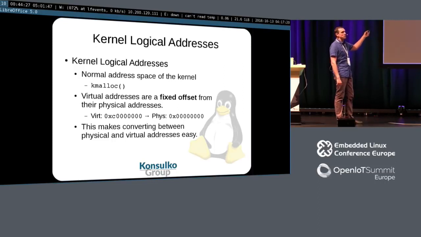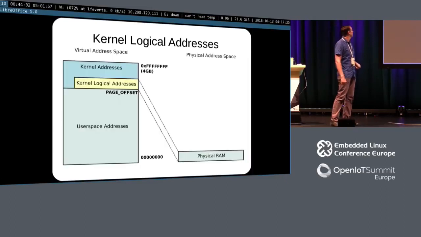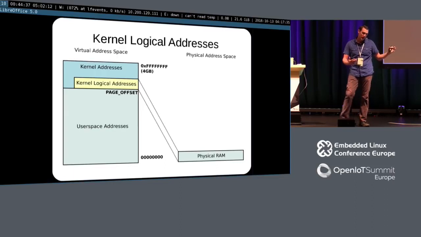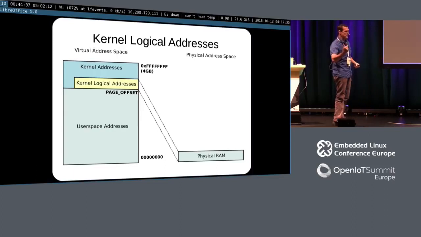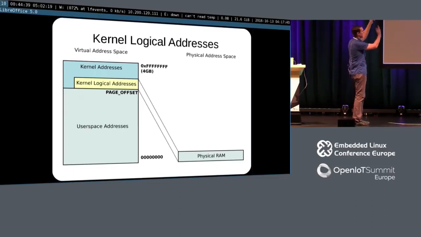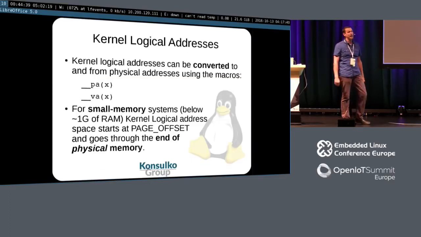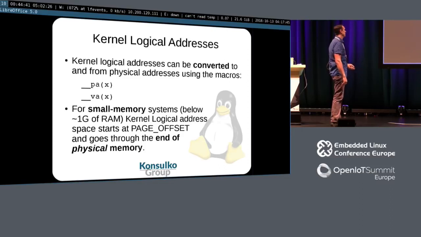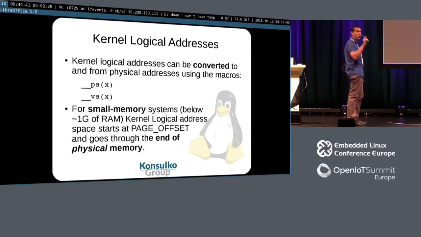Because this is a very simple logical mapping, the conversion is really easy to do. Visually it looks like this. Your kernel logical addresses start at page offset and point down, assuming your physical RAM in that physical memory map starts at 0. Boom, you've got this very simple logical mapping. Accordingly, you have a very simple set of macros that can convert when it's a kernel linear or logical address.